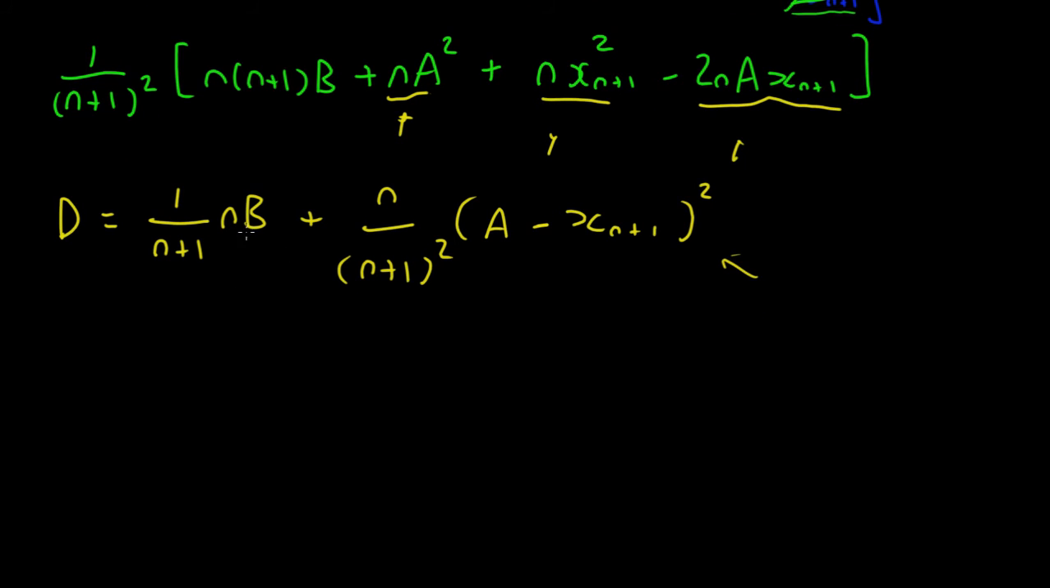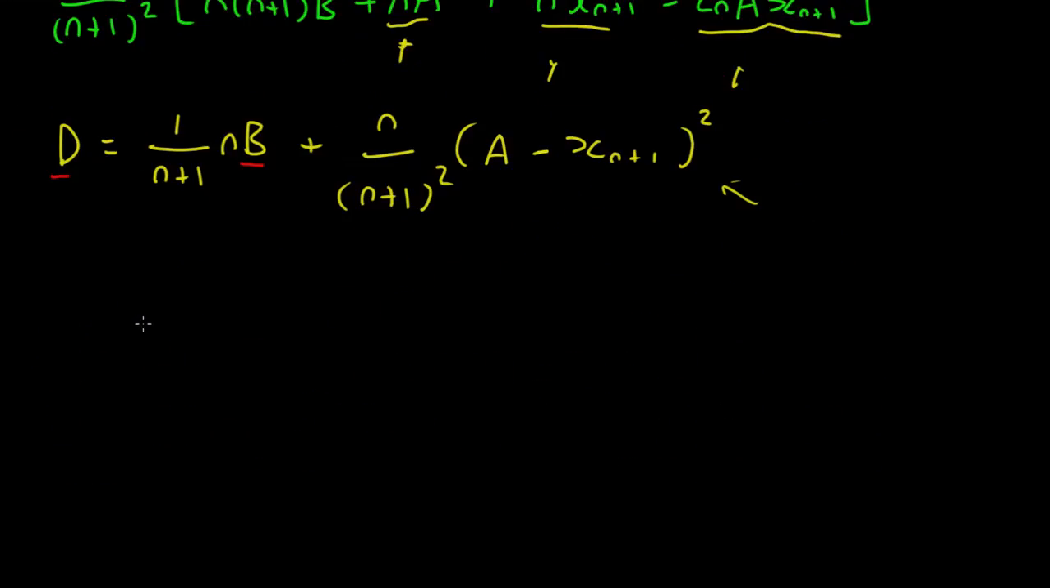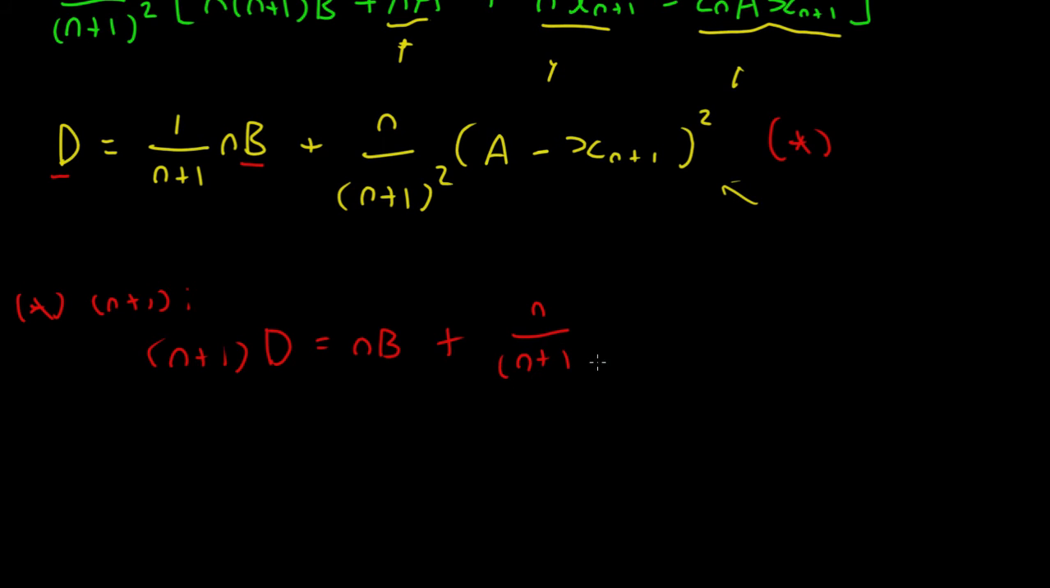So how does it relate to b? That is really the crux of this question. How are the variances linked? Well, what we're asked to do is find n plus 1 d and show that it's always greater than nb. We can do that. We're going to call our expression star and then refer back to it. So write star and then multiply both sides by n plus 1. What we're going to get is n plus 1 times d equals nb plus n over n plus 1 squared. Well, actually, it's not squared anymore because we multiplied by n plus 1, multiplied by this expression.